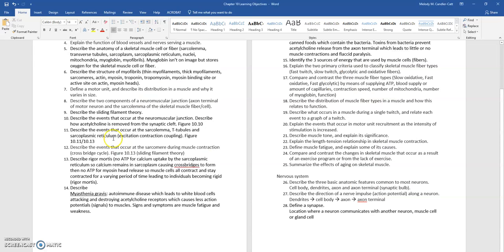All right, so that is the last bit of anatomy that we need to know before we start talking about how our skeletal muscles contract, the events in that. So that was the last objective we covered, number 8 here, the 2 components of the neuromuscular junction.